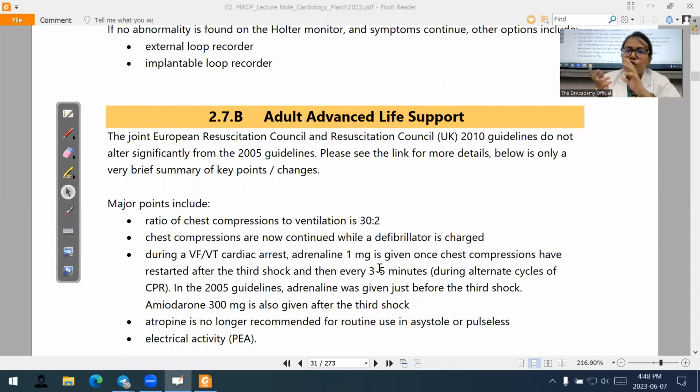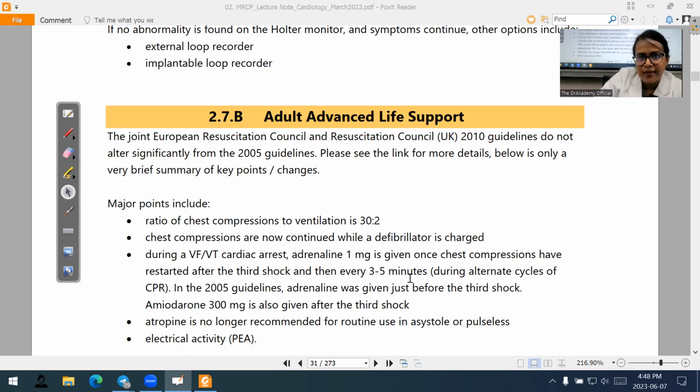Before the third shock, you should call the paramedics, or in hospital call for help, and the paramedics will come with the defibrillator box. They usually start with a lower joule and then level it up, maybe starting at 150, then going to 200 and 300, depending on them. Before the third shock, adrenaline 1 milligram is given, once chest compressions have restarted after the third shock. Then every 3 to 5 minutes, you can repeat the adrenaline.